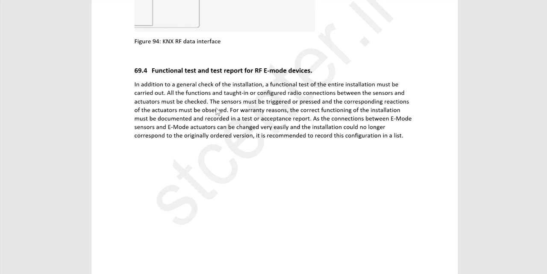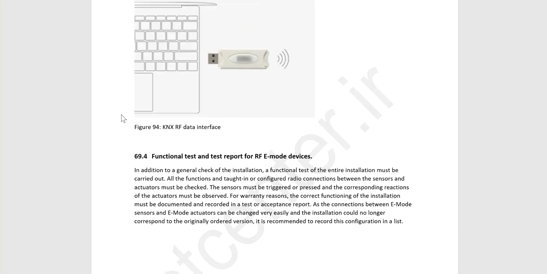As the combination between E-mode sensors and E-mode actuators can be changed very easily, and the installation could no longer correspond to the originally ordered version, it is recommended to record the configuration list. So in E-mode devices, maybe somebody can change it in the future. So you should record the configuration in a list, and whenever you want, you can refer to that.